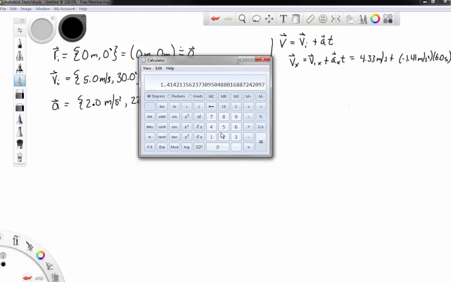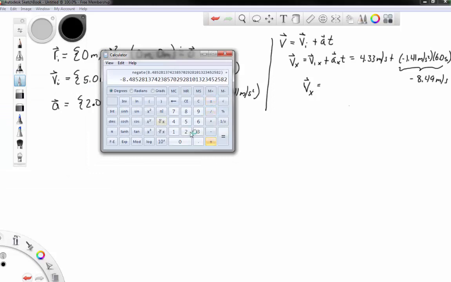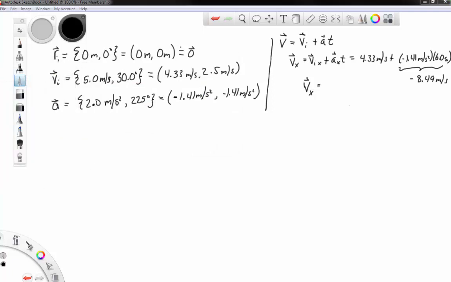So out comes the calculator. This times 6 gives us 8.49. So this whole thing right here is negative 8.49 meters per second. And so the final Vx is going to be that plus 4.33 meters per second, so minus 4.16. So negative 4.16 meters per second.